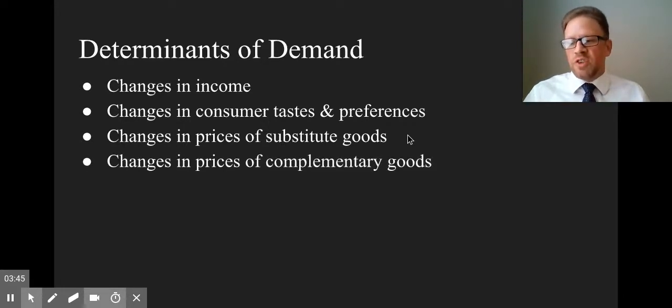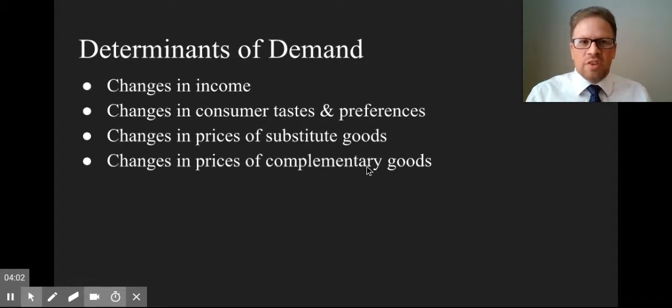Also, changes in prices of complementary goods. Complementary goods, instead, are goods commonly used with another good. So let's say you're thinking about where to get a hamburger today. One store has French fries on sale or free French fries with a burger, something to that effect. That's going to probably affect some people and make them want to go to one place over another because of that.